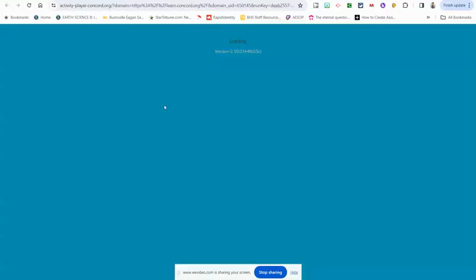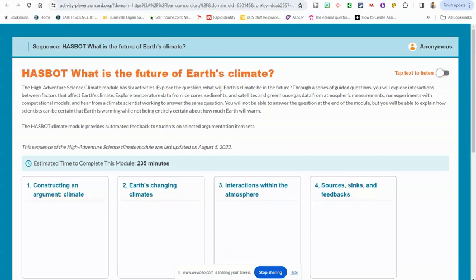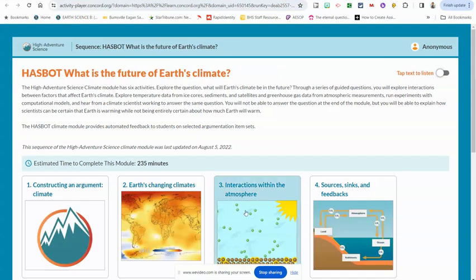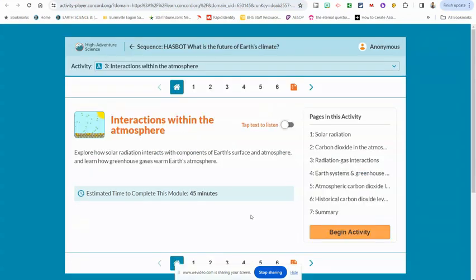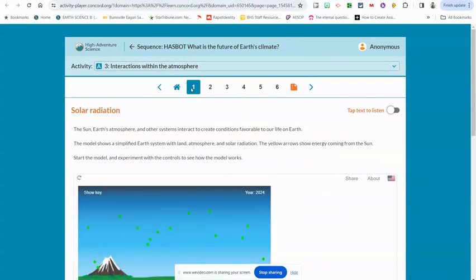Activity today. We're doing activity 3 in what is the future of Earth's climate. In activity 3, you're going to see it's similar to computer modeling that we did with the greenhouse effect. So I'm going to go through these with you. Feel free to log on to Hasbot and manipulate the computer models as well. As you know, when I test you on this information, you will be required to answer questions using the models.